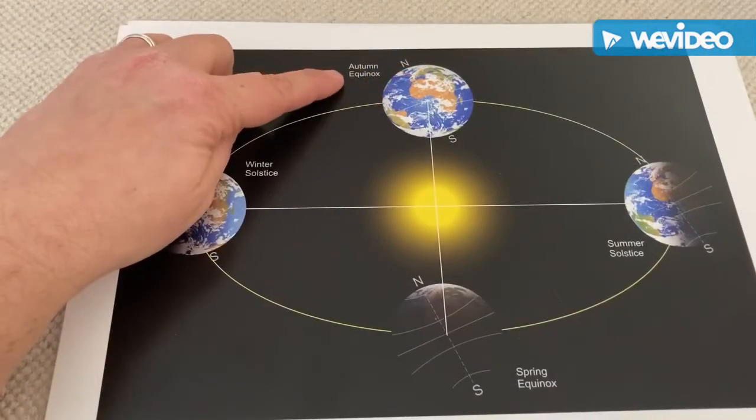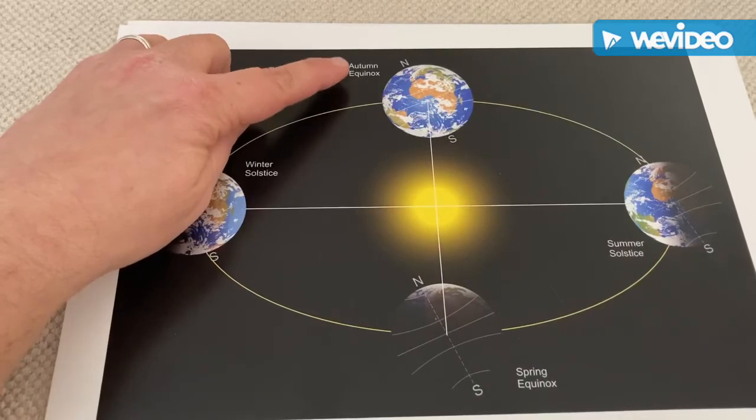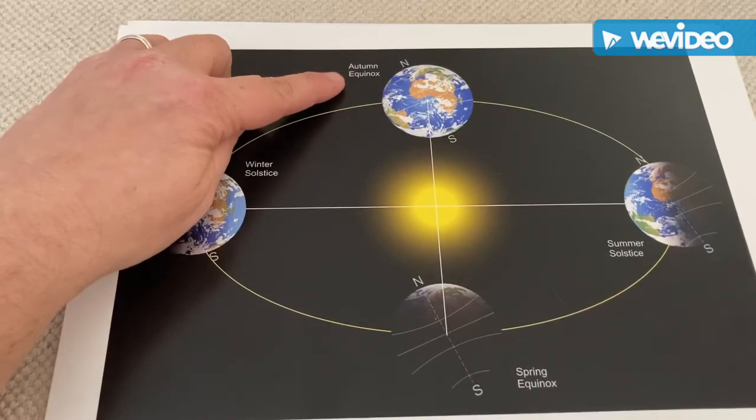At this time, the northern and southern hemisphere are getting the same amount of sunlight. The number of hours of daylight is equal to the number of hours of darkness, and this is called the autumnal equinox. And it marks the end of summer and the first day of autumn.